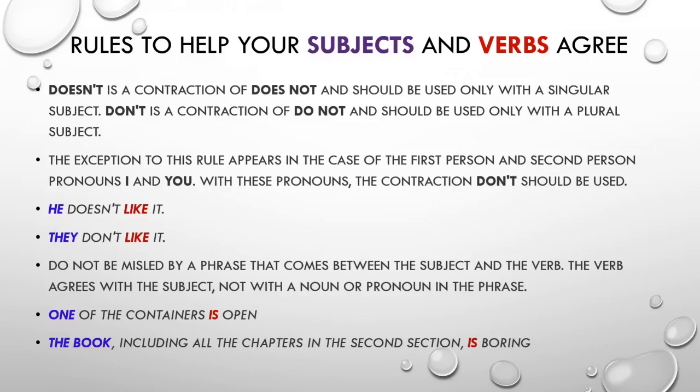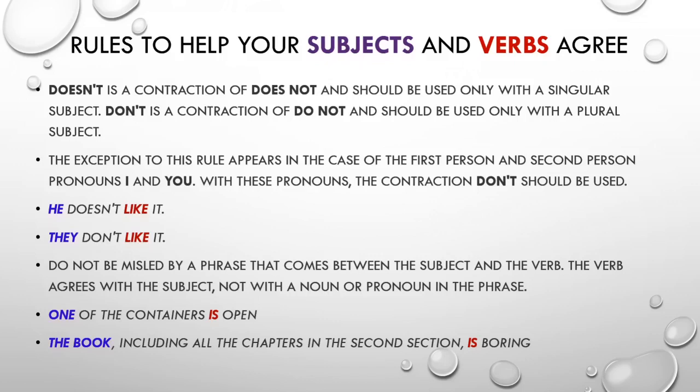Then, do not be misled by a phrase that comes between the subject and the verb. The verb agrees with the subject, not with the noun or pronoun in the phrase. So if we take an example, one of the containers is open. Here we are taking the subject as one. One is the subject here. So the singular verb is is used there.